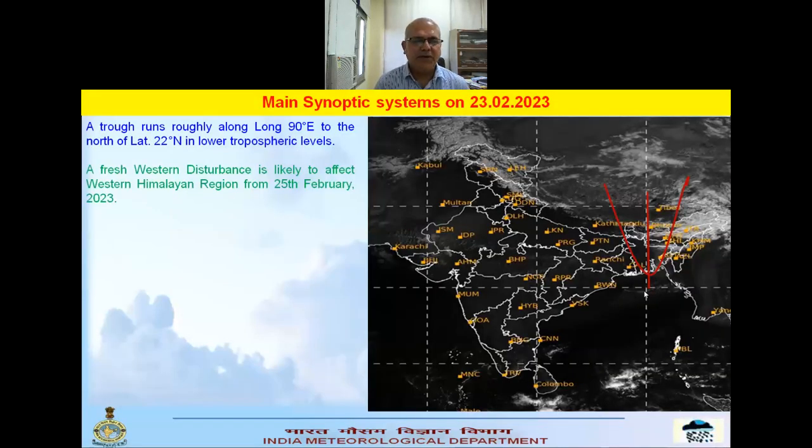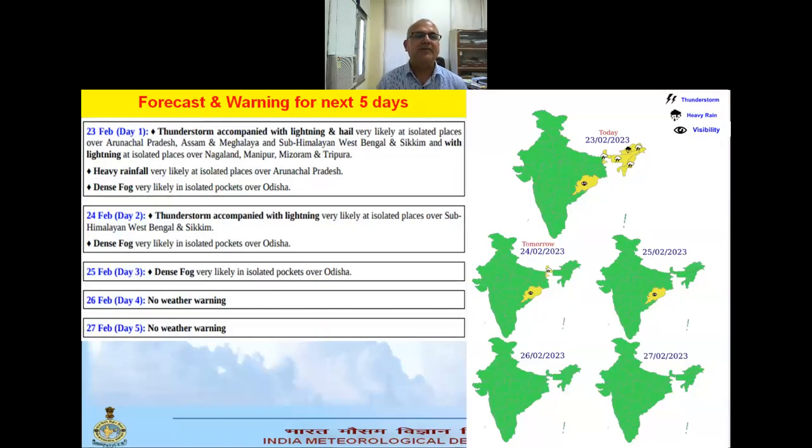This is today's synoptic features. As of today, there is a north-south trough over East India, roughly around 90 degrees east and north of 22 degrees. Under its influence, there may be some weather over the northeastern states. And thereafter, we are expecting a fresh western disturbance to affect on 25th of February and cause isolated to scattered rainfall and snowfall over the Himalaya region only. So this is our forecast for the next 5 days.